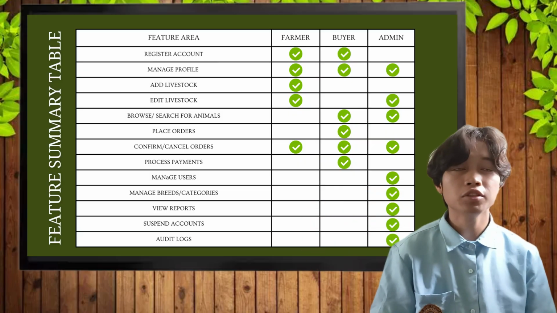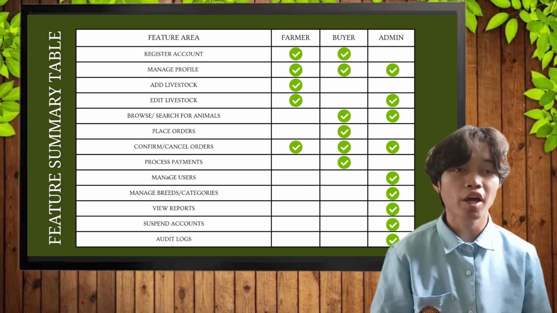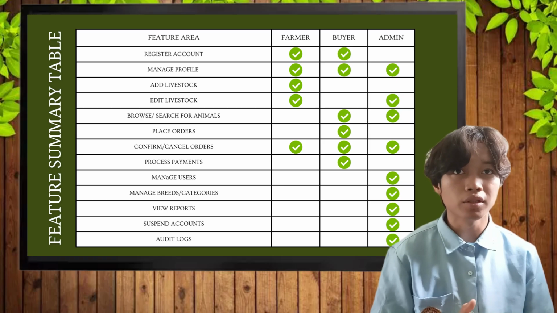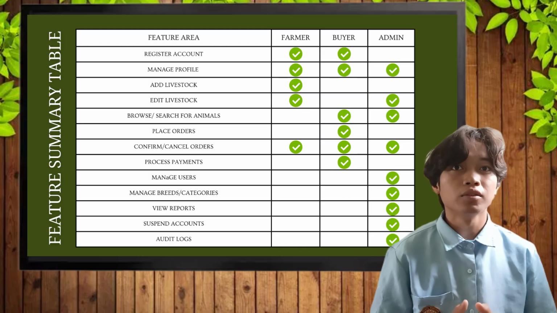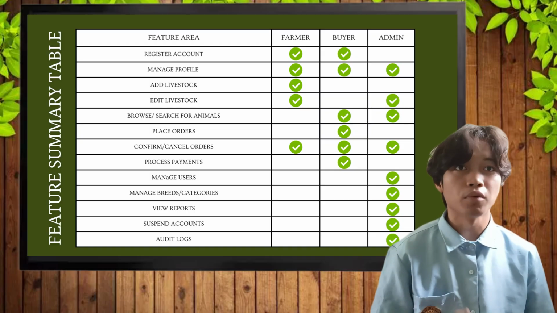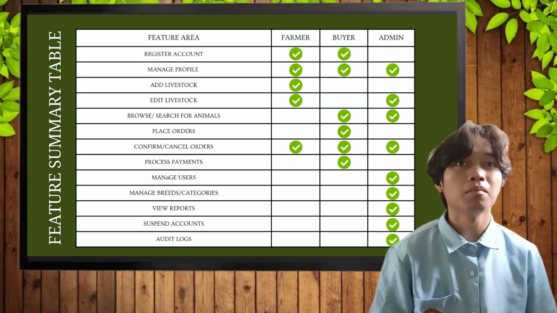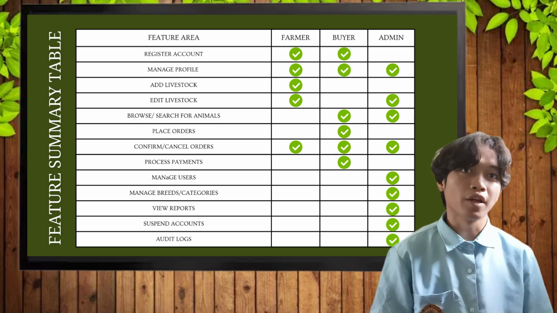In register account, farmer can register an account, buyer can also register an account, but the admin can't. It's because admin already has a built-in account, and you can add another admin account by using the other admin account. Here, manage profile. Farmer can manage profile, buyer can also manage profile, and admin can manage profile as well because there could be many users in admin as well.